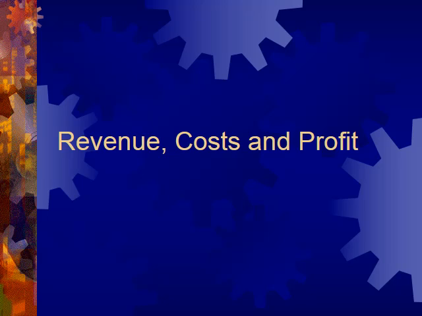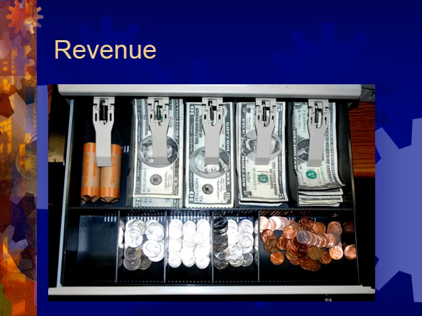This presentation examines revenue, costs, and profits for firms producing and selling products and services to consumers. At its simplest, revenue is the money coming into a business firm. The formula is sales times price. The sales and price are a direct result of consumer demand and producer supply.